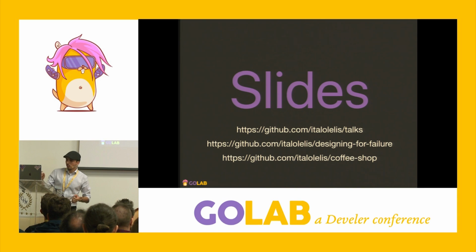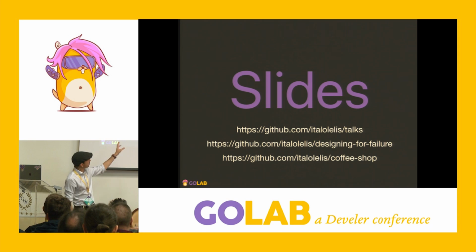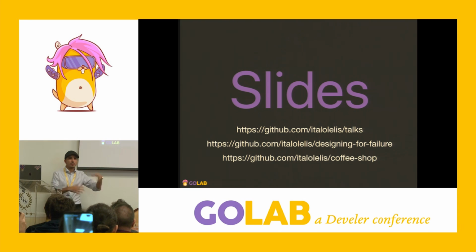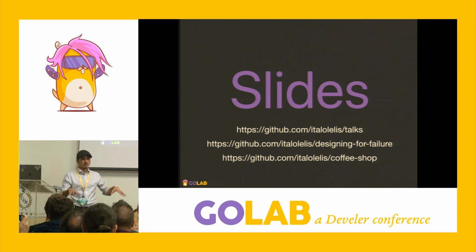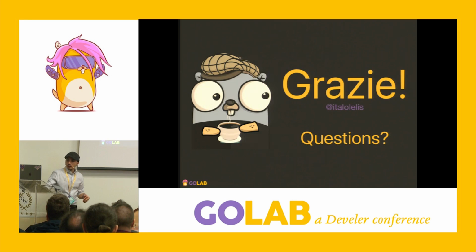Cool. So for the sake of time, I will end here. Those are the slides in case you want to see them. The code that I showed, I didn't have much time to show, but designing for failure: the coffee shop is an example with RabbitMQ, and what happens if you kill RabbitMQ. You're going to see the application behave in a different way. So just in case you want it, there it is. And I appreciate your time.